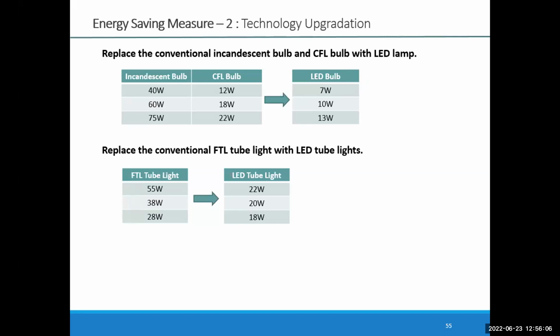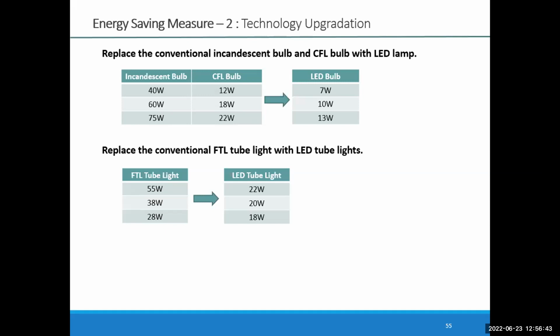So the deciding factor to replace the old lamps with new lighting technology is based on the luminous efficacy, lumen per watt, which is mentioned on the nameplate details of the product. This needs to be calculated, and only then can we come to a conclusion that a 7 watt LED bulb is required to replace 40 watt, a 10 watt LED is required to replace 60 watt, etc.